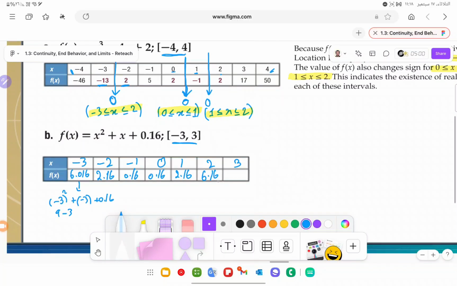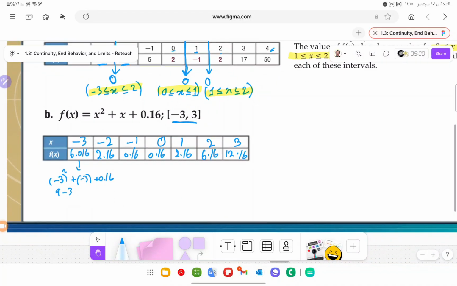Okay, then 3 squared, which is 9, 9 plus 3, which is equal to 12, 12.16. Okay, so those are the table. Now check the values. Do I have a negative between these two values? No. Do I have a negative here? No. So as you can see, there is no negative at all between any two values.